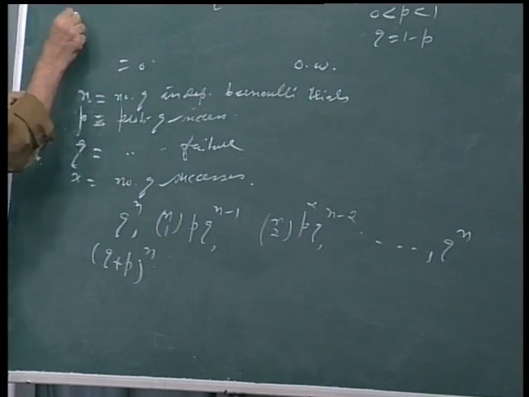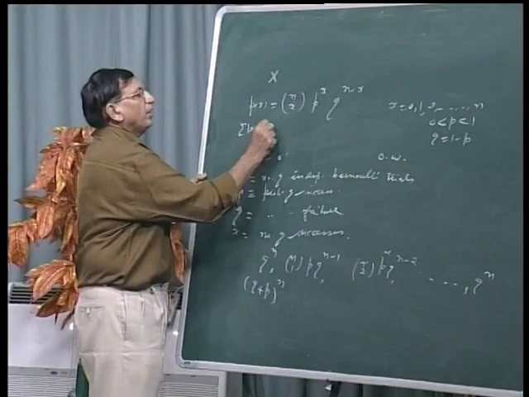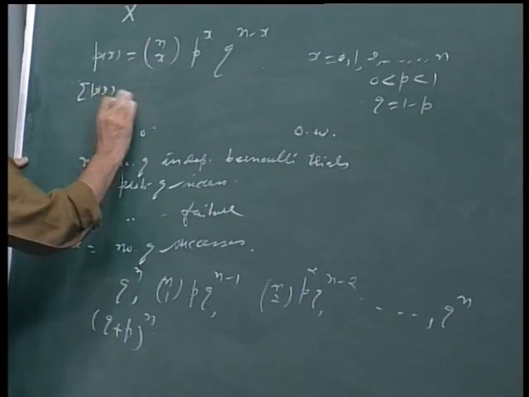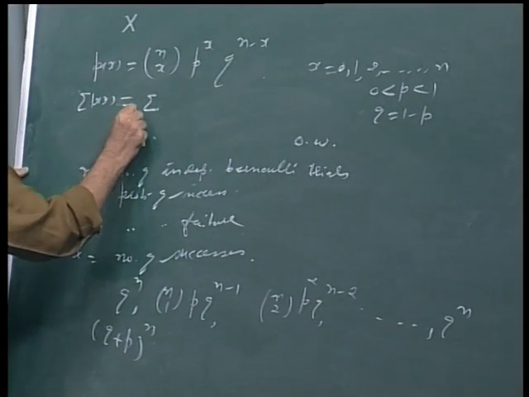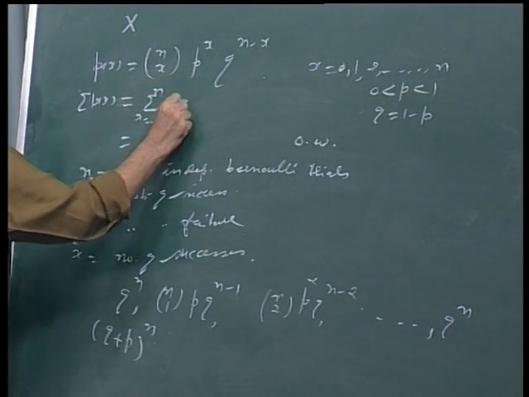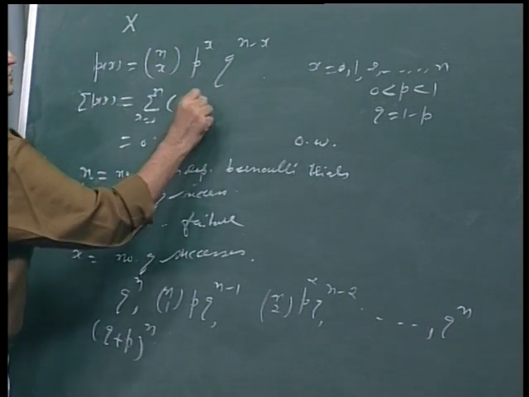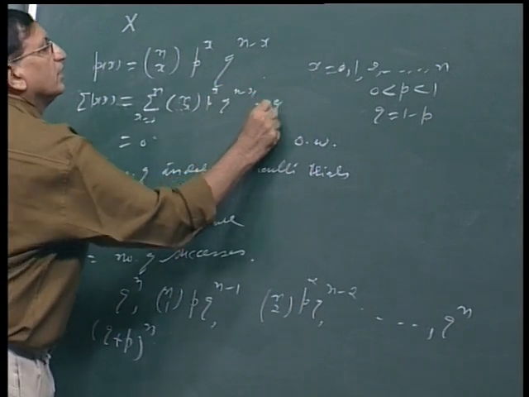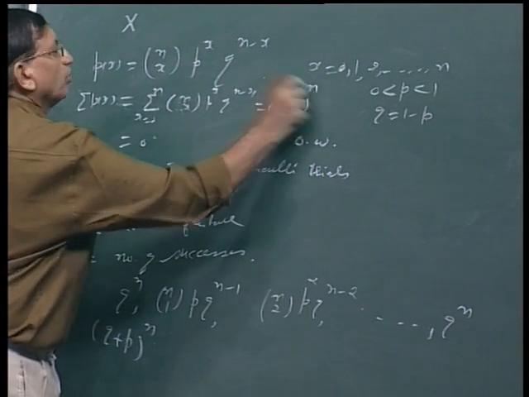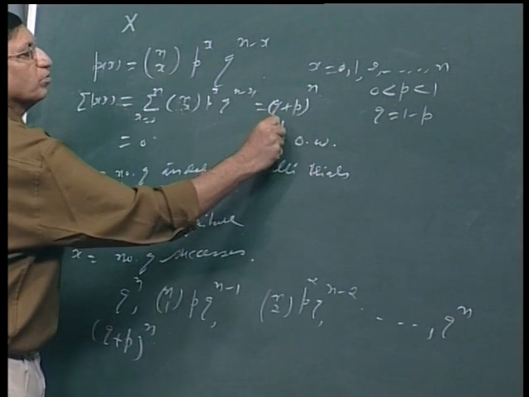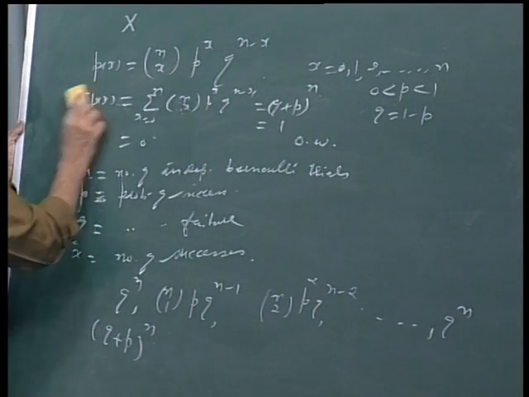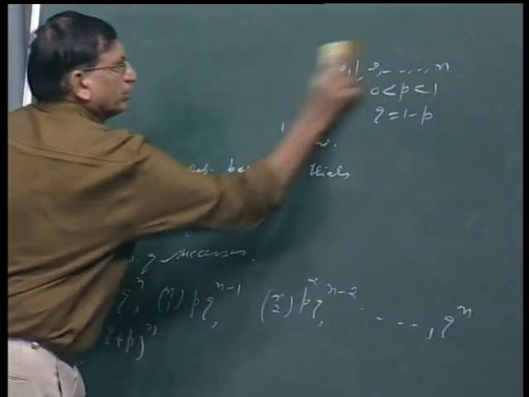Remember that sigma p(x) is always 1, because ultimately sigma p(x) becomes the sum over x running from 0 to n of nCx p raised to x q raised to n minus x, and ultimately it becomes q plus p raised to n, because it is the expansion of this, and q plus p is 1, and 1 raised to n is 1. So this way the total probability is always 1.